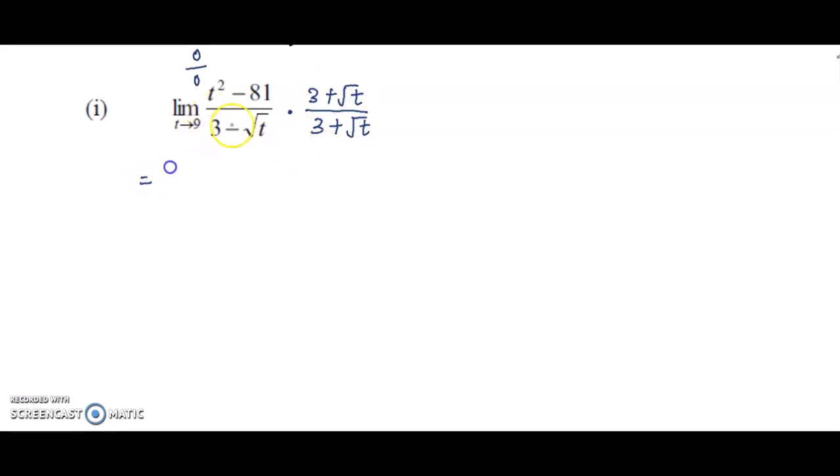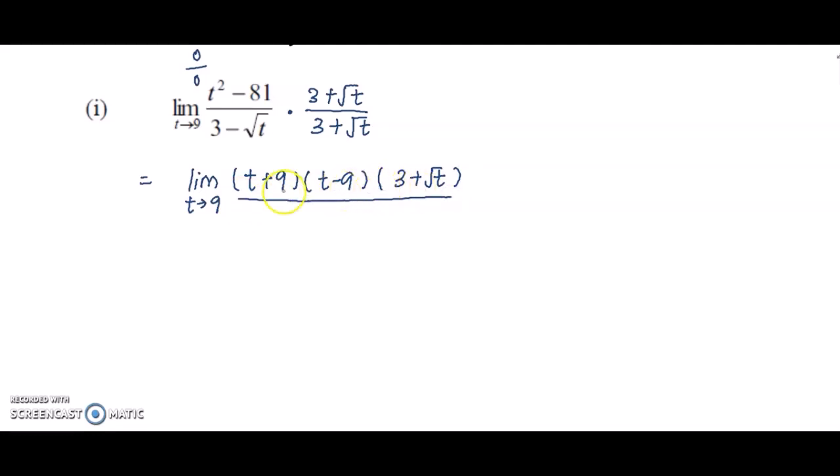Then we can see that t squared minus 81 can be factorized into t plus 9, t minus 9, because this is in the form of a squared minus b squared. If you factorize, you will get a plus b, a minus b. And multiply by 3 plus square root of t. We're not going to expand this, just use the brackets to show that they are multiplied with each other. And we're going to expand the denominator.